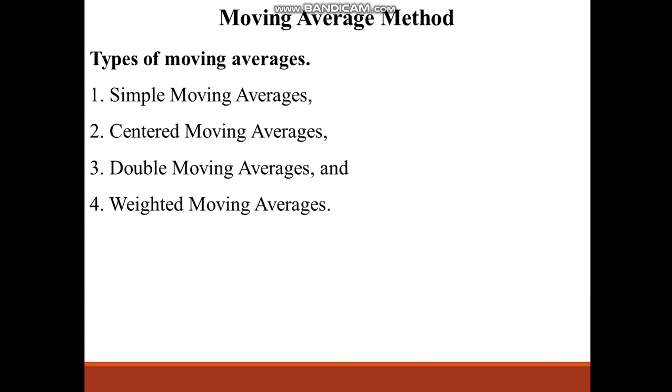There are 4 types of moving averages. The first one is the simple moving average. The second one is centered moving averages. The third is double moving averages. And finally, the fourth type is weighted moving average.